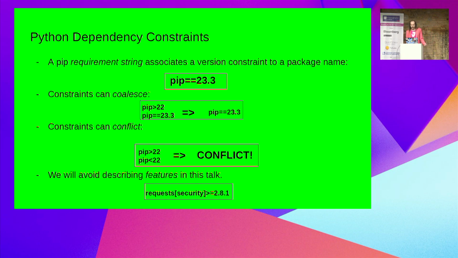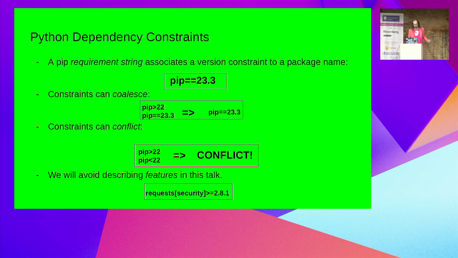Fantastic. So everyone is familiar with this. I'm going to go very quickly through this to introduce the backtracking resolver that was introduced in pip. A requirement string, and actually this may not be a correct example, but it's what I'm going to use for this talk. A requirement string associates a version to a package name. Constraints can coalesce, if the constraints match and then produce something more specific, or they can conflict. For example, less than 22, greater than 22. So that's a conflict.